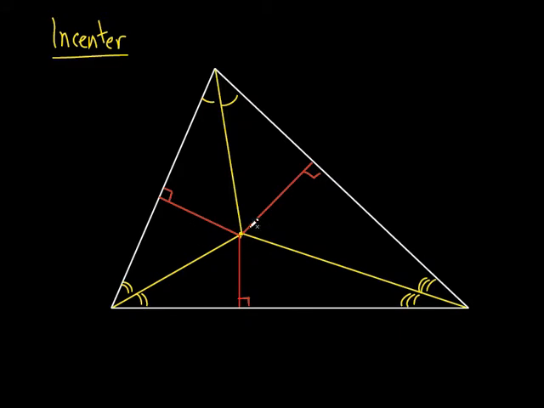And look, what do you think might be true about all three of these red lines right here? They're going to be equal to each other, the same distance. That's a good way to put it. All right, so they have the same distance, or they're equal to each other.